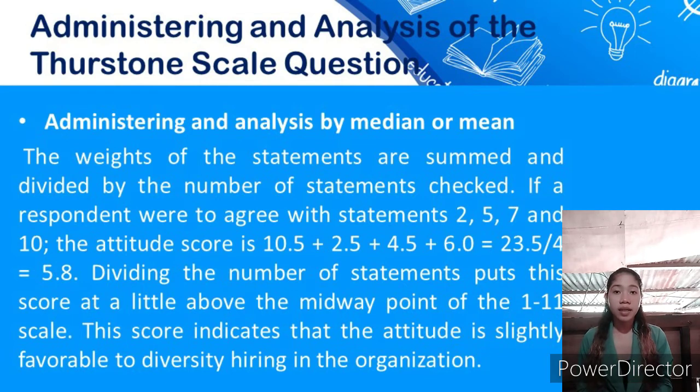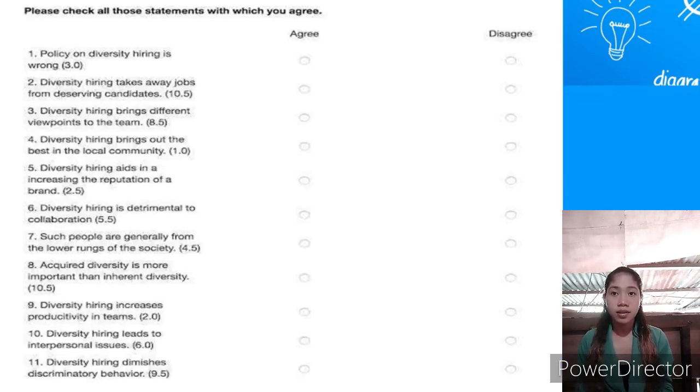So dividing by the number of statements puts this score at a little above the midway point of the 1 to 11 scale. So this score indicates that the attitude is slightly favorable to diversity hiring in the organization. So for example, in this table, the first statement is policy on diversity hiring is wrong. So you have to check whether you agree or disagree.